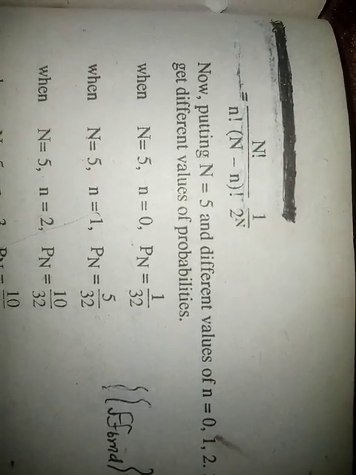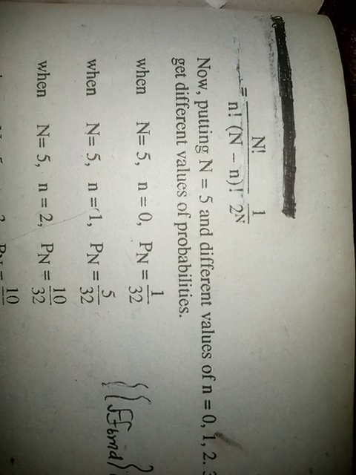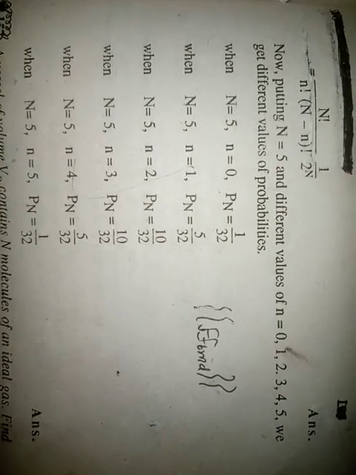equals N factorial divided by n factorial into (N minus n) factorial into (1 by 2) to the power N. Answer. Now putting N equals 5 and different values of n equals 0, 1, 2, 3, 4, 5, we get different values of probabilities.